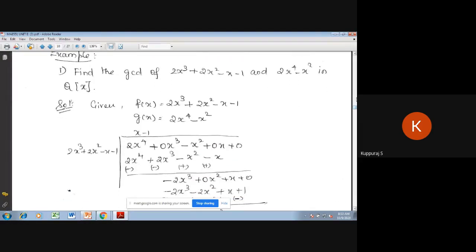So let's discuss the problems. Find the greatest common divisor of 2x cube plus 2x square minus x minus 1 and 2x power 4 minus x square in Q of x. Here, the coefficients of the indeterminate x belong to the set of all rationals.